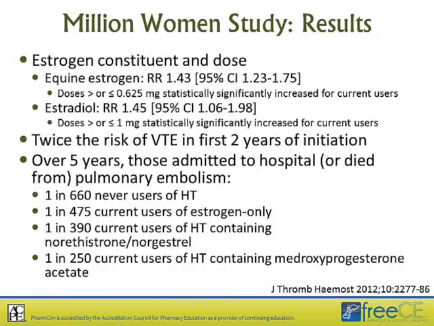In over 5 years, they also looked at hospital admissions or mortality from pulmonary embolism. And we see that it was 1 in 660 of never users of HT, but then anywhere from 1 in 250 to 1 in 475 for users of hormone therapy, with risk increasing when you have users of hormone therapy containing medroxyprogesterone acetate.